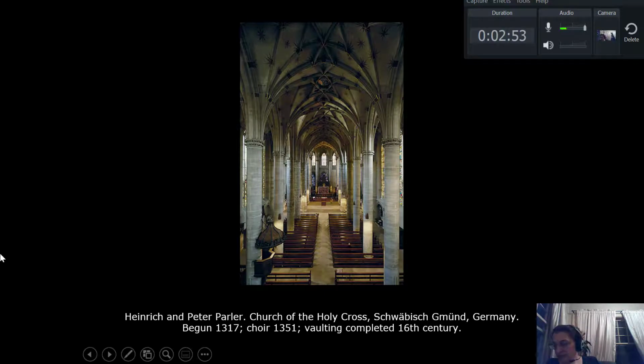And here we see the Church of the Holy Cross in Germany. It was begun in 1317. The choir was begun in 1315, and the vaulting was completed in the 16th century. The Church of the Holy Cross was an elaboration of the Hall Church. So we see a triple aisle choir in this church.